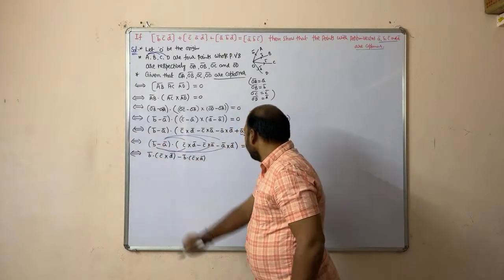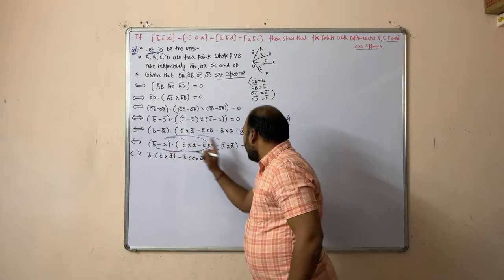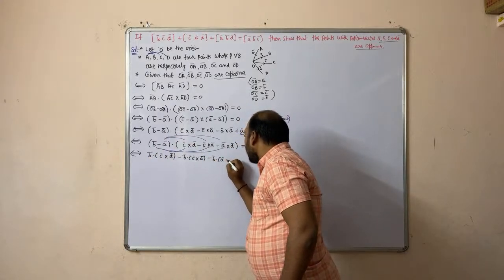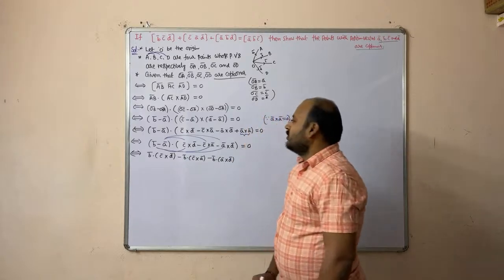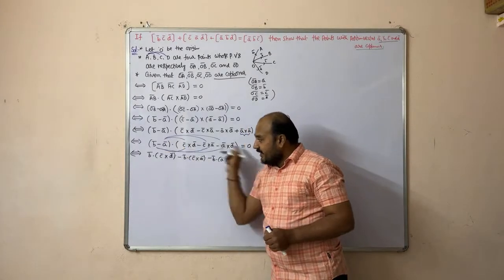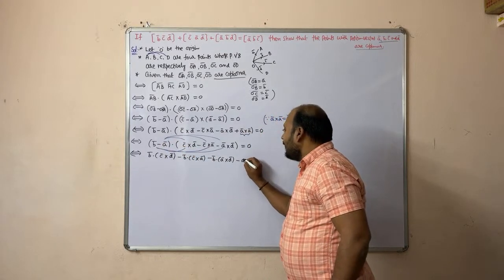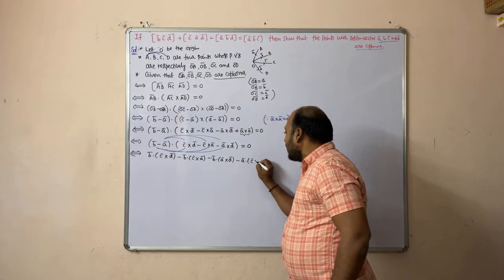Next, B bar into this value, so minus B bar dot A bar cross D bar. Next, each and every term multiplying with minus A bar dot, minus A bar dot C bar cross D bar.